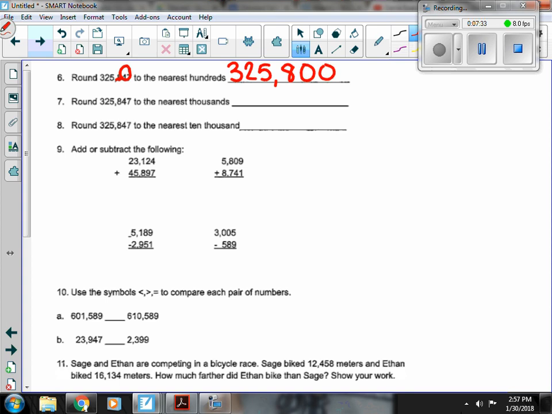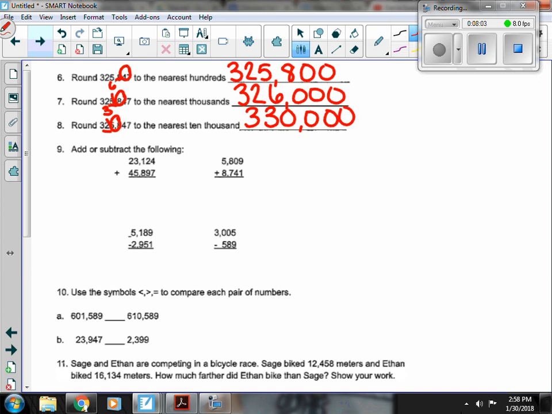The nearest 1,000, there's a 5 in the thousands place and an 8 next door. The 8's enough to round it up to a 6. So the numbers in front stay, the 5 turns to a 6, and everything else is 0. And then to the nearest 10,000, that's a 2 with a 5 next door. 5's enough to move it up to a 3, so the 3 stays, then the 2 turns into a 3, and everything else turns to 0.